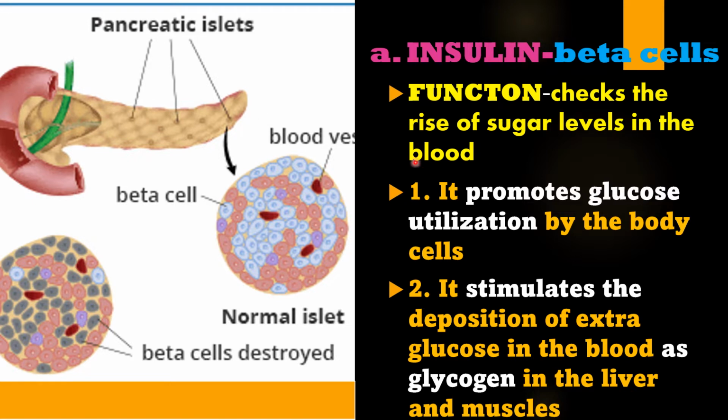Then what is the major function of insulin? Very important. It checks the rise of sugar level in the blood, or controls the rise of sugar level in the blood. How to control? Insulin promotes glucose utilization by the body cells. In another way, it stimulates the deposition of extra glucose in the blood as glycogen in the liver and muscles. Suppose extra glucose is there in our blood, then it will be stored as glycogen in the liver and muscles with the help of insulin.